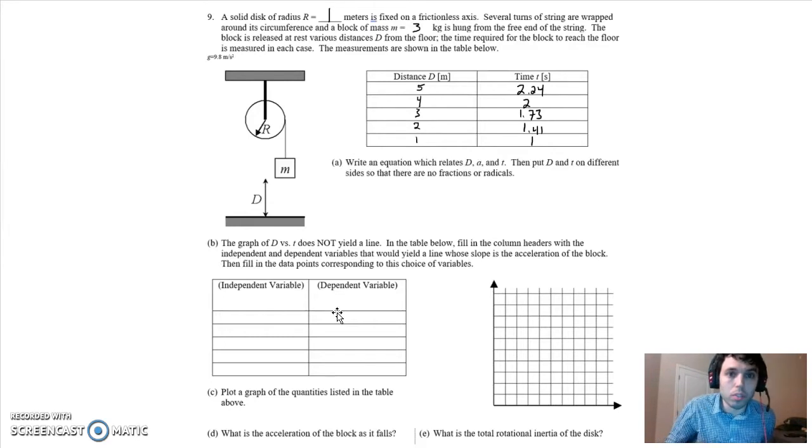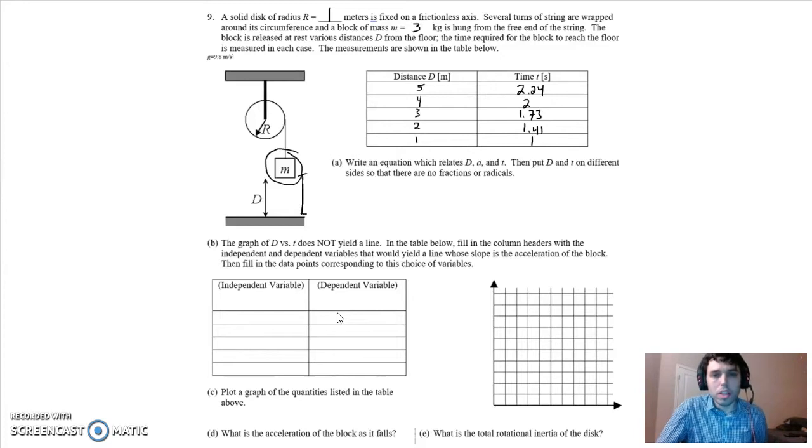We got a solid disk of radius r is 1 meter, fixed on a frictionless axis. Several turns of string are wrapped around its circumference, and a block of mass m equals 3 kilograms is hung from the free end of the string. The block is released at rest, various distances d from the floor. The time required for the block to reach the floor is measured in each case. The measurements are shown in the table below. So we got the block here, and we start off with it 5 meters above the floor, and then we time it, and we lower it to 4 meters, and we release it, time that, and so on.